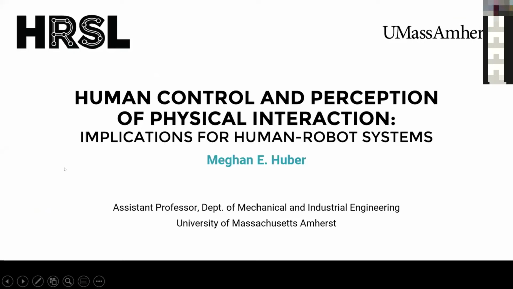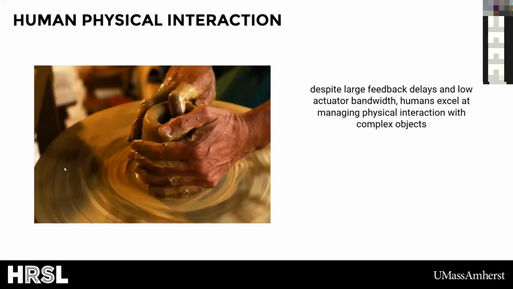Really happy to get a chance to talk about human control and perception of physical interaction and the implications that this has for human robot systems. Despite the fact that humans actually have somewhat inferior hardware to robotic systems, we have large feedback delays and low actuator bandwidth, and yet we as humans excel at managing physical interaction with complex objects. So the critical question that motor neuroscientists as well as roboticists have is, how is this possible?